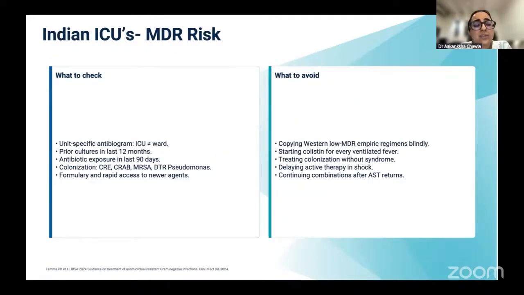So in Indian ICUs, the MDR risk, you need to remember what you need to check is unit specific antibiograms. Stick to your unit specific antibiogram, know your antibiograms. Avoid copying Western low MDR empiric regimens blindly. Starting colistin for every ventilated fever. Treating colonization without syndrome relevance. Then delaying active therapy in patients who are in shock. And continuing combinations even after you've received your antibiotic susceptible therapy and not de-escalating appropriately if it is required.